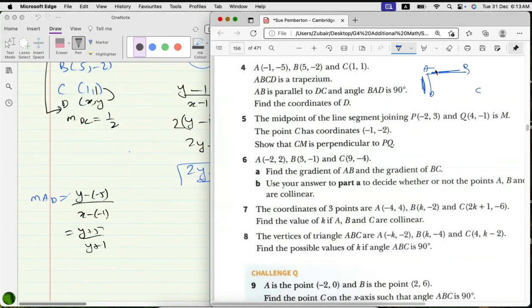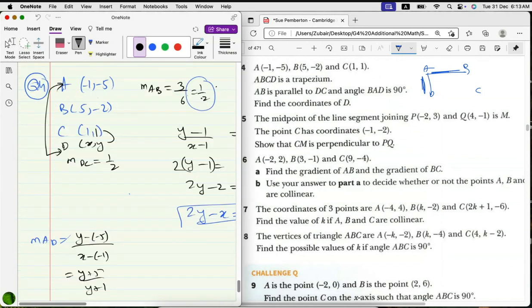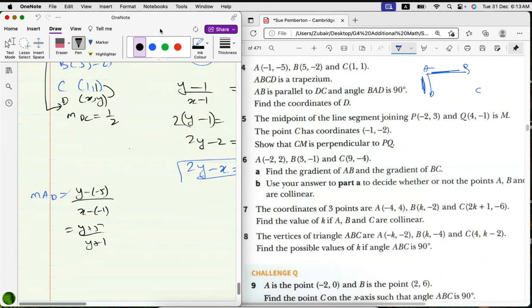Now we know that AB and AD are perpendicular. And the gradient of AB, why is it both y? Like in the first equation, no, it was y minus minus 5 over x minus minus 1. It's now y plus 5 over x plus 1.